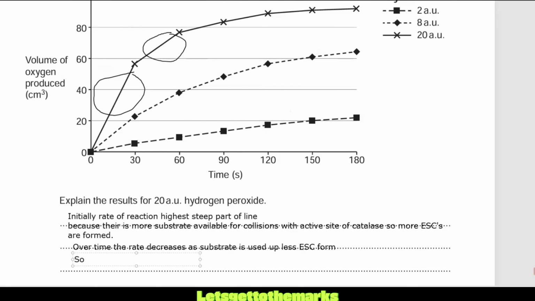So the volume of oxygen produced is greatest at 20 AU. Nearly missed this out. So the volume of oxygen produced is greatest at 20 AU as there is more substrate available. So more product, or oxygen, is produced. Okay, so there's more gas produced because there's more substrate.